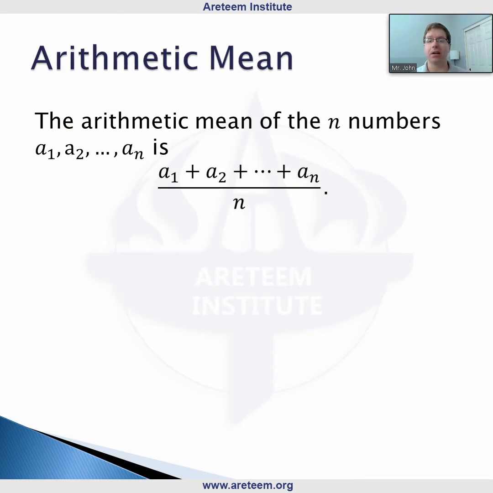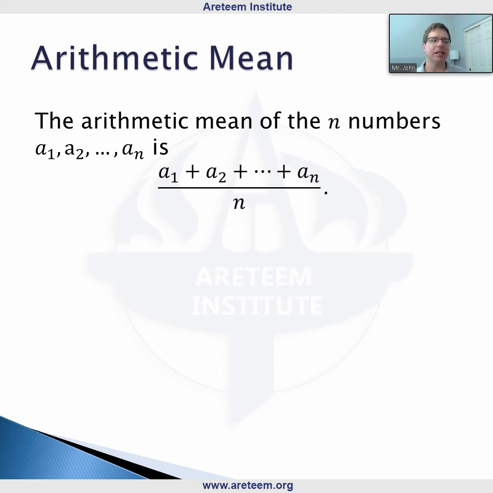Getting started here. Arithmetic mean. This is your normal average. So if you know what the average of some numbers is, the arithmetic mean is the same exact idea. You have the sum of all of those numbers, and then you are dividing by how many numbers there are. So this is your normal average.